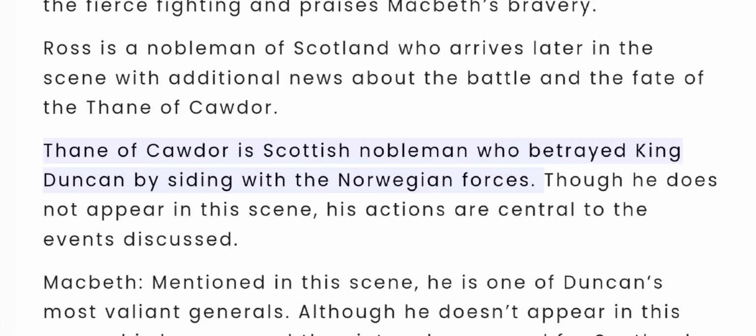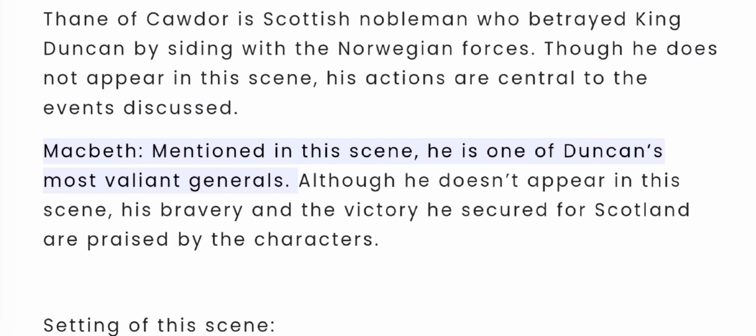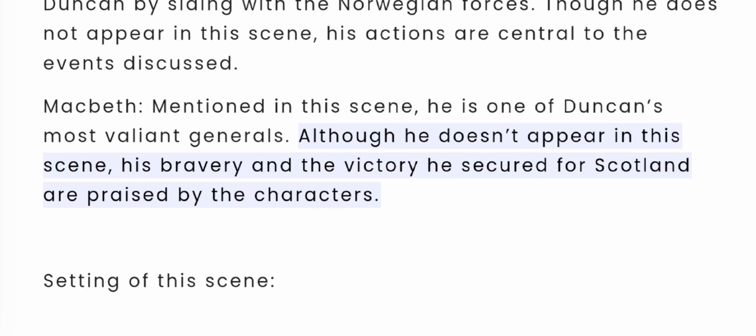Thane of Cawdor is a Scottish nobleman who betrayed King Duncan by siding with the Norwegian forces. Though he does not appear in this scene, his actions are central to the events discussed. Macbeth. Mentioned in this scene, he is one of Duncan's most valiant generals. Although he doesn't appear in this scene, his bravery and the victory he secured for Scotland are praised by the characters.